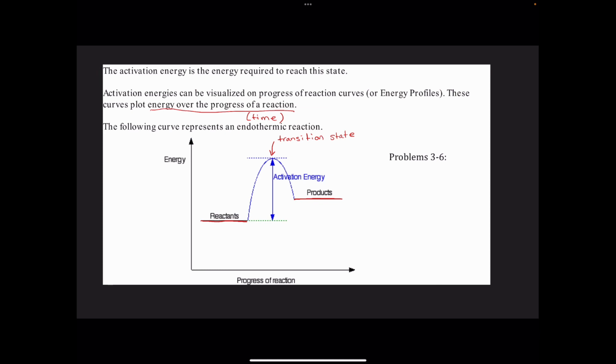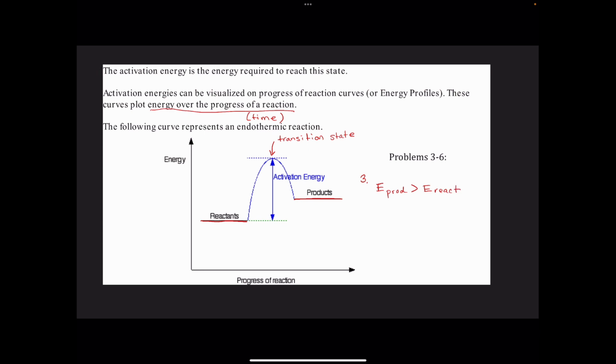So looking at problem number 3 in our worksheet, we're asked to look at this curve and what we notice about the difference in energy between products and reactants. So remember, along my y-axis, that's energy. Energy is increasing as we go up the y. So the product energy is higher along the y than the reactants, which means that the energy of my products here is greater than the energy of my reactants.